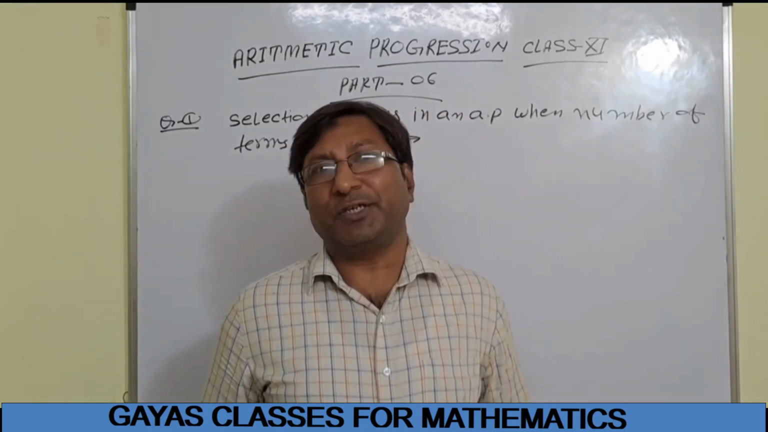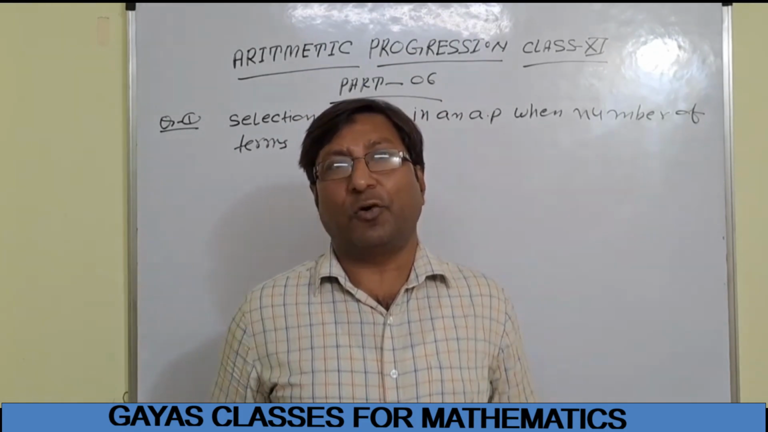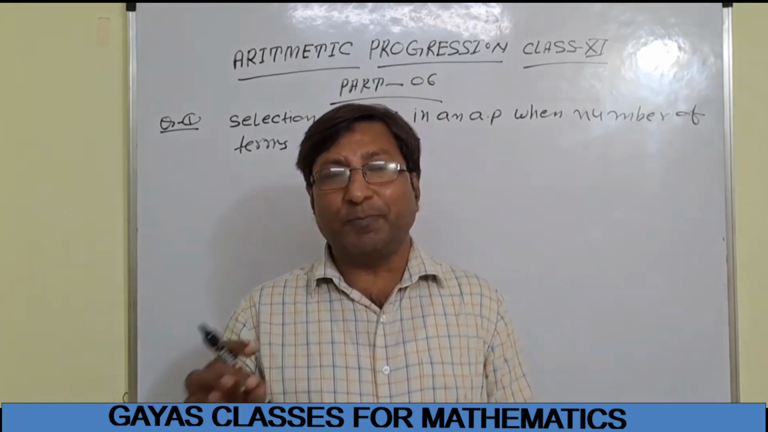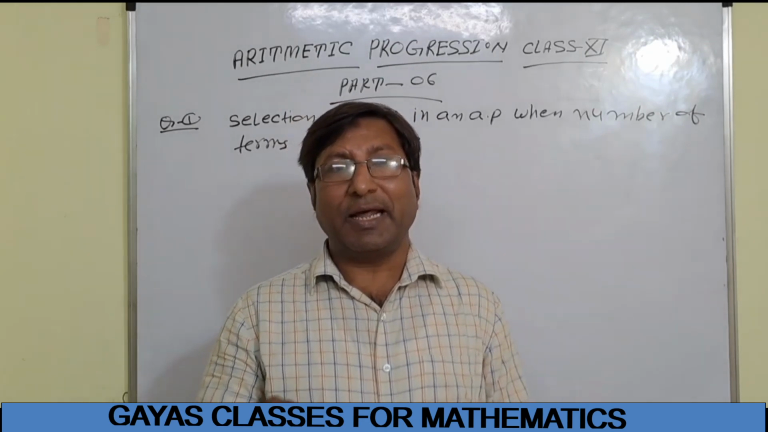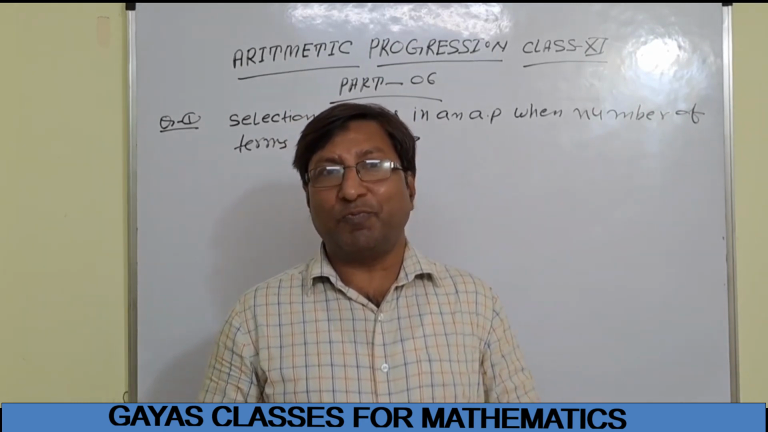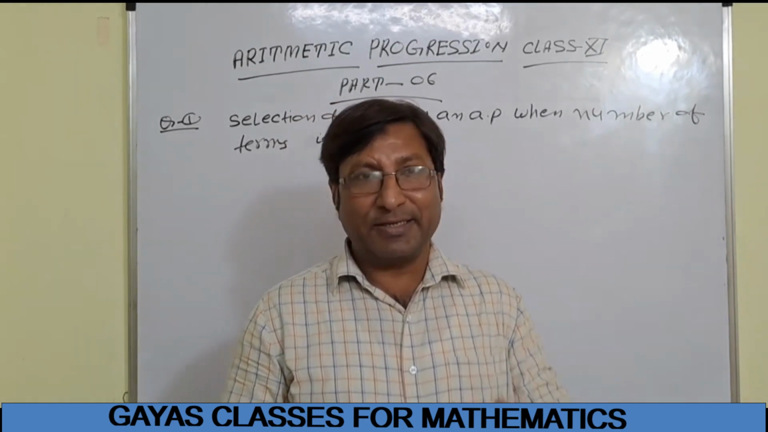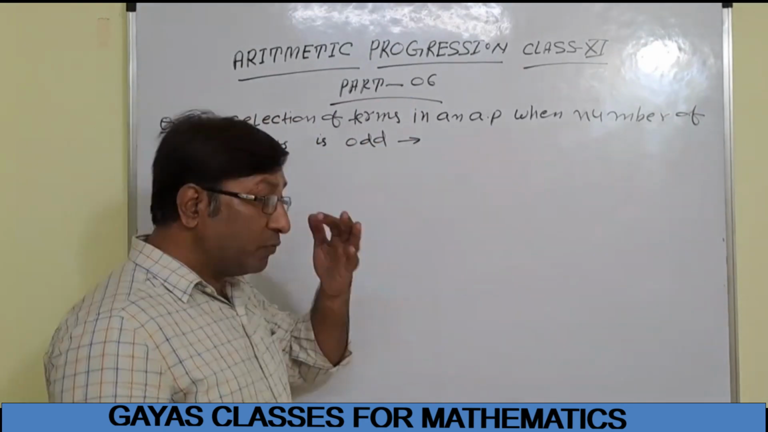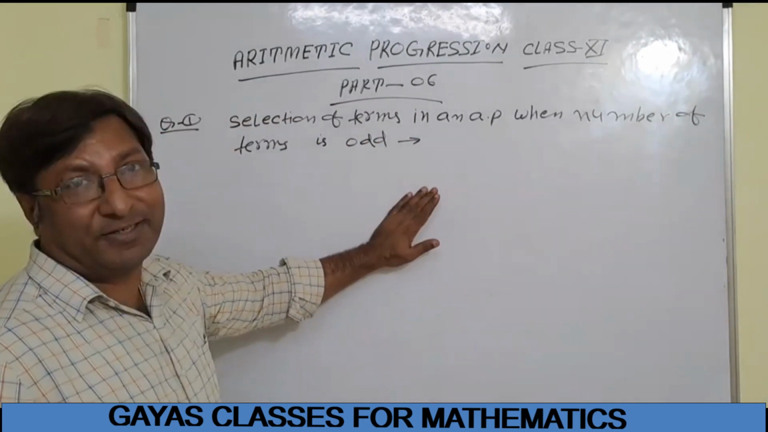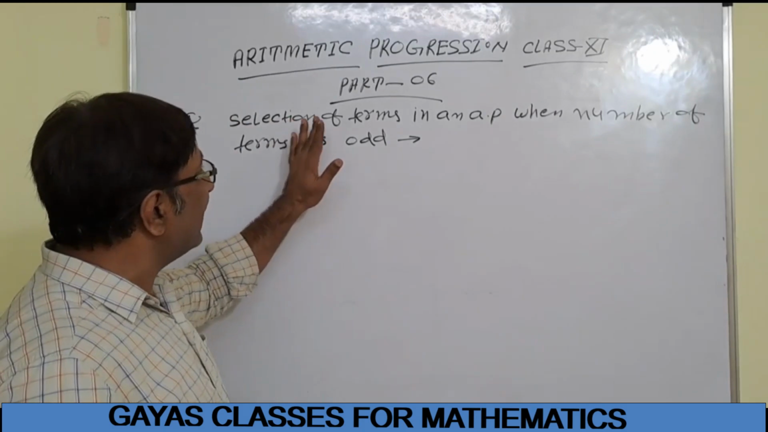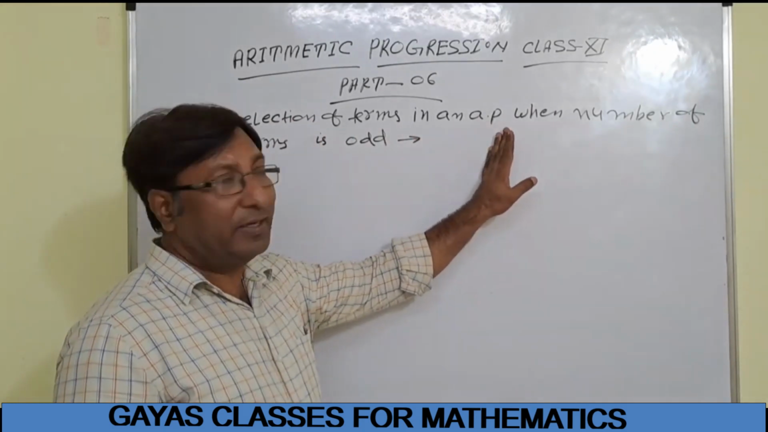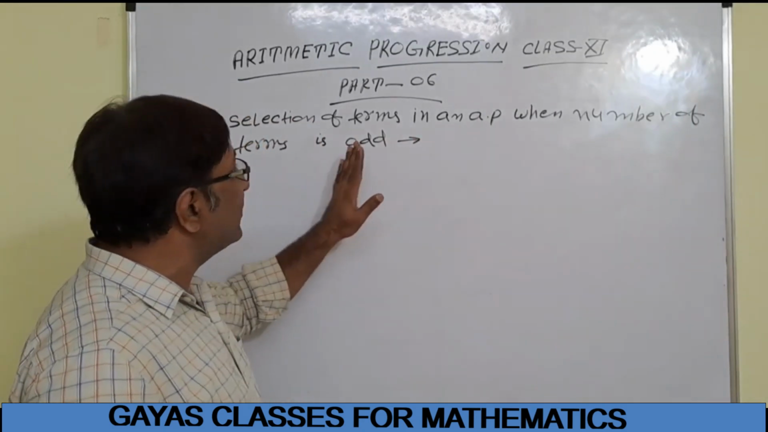Today I am going to start a very important topic, that is arithmetic progression, AP, class 11, and this is part number 6. Let us see. So here the first point is a very important concept: selection of terms in an AP when the number of terms is odd.